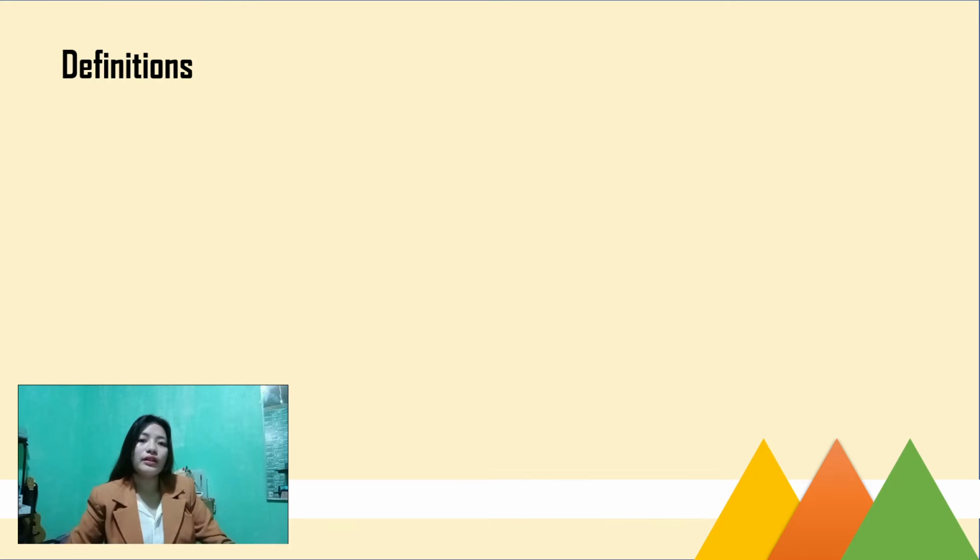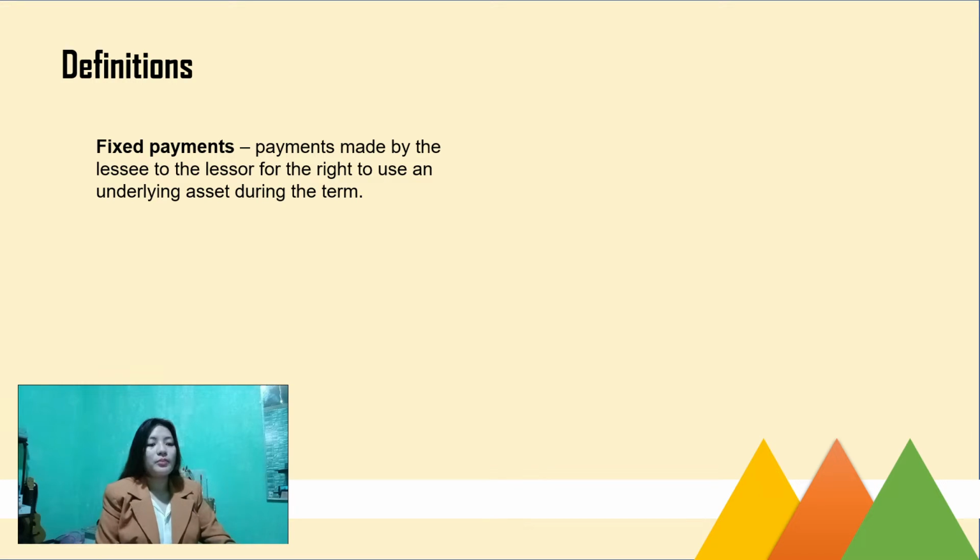Definitions. So here are the other definitions that we may encounter as we discuss further about lessee accounting. So first is the fixed payments. These are payments made by the lessee to the lessor for the right to use an underlying asset during the term. So from the word itself, fixed, meaning hindi na siya nagbabago, fixed na. Like for example, annually you have to pay for 100,000. So yun yung rent mo to a certain underlying asset.